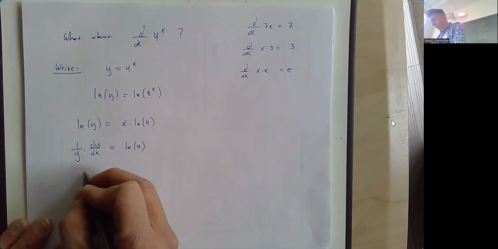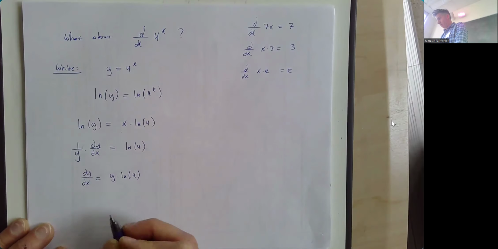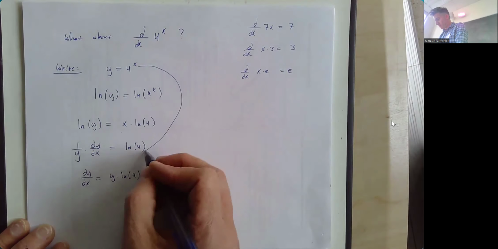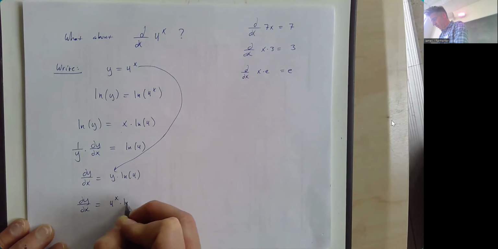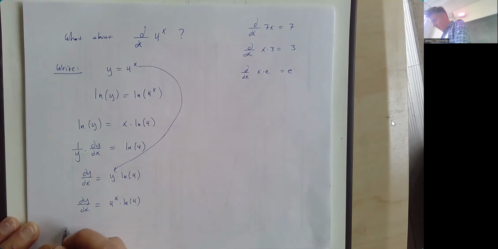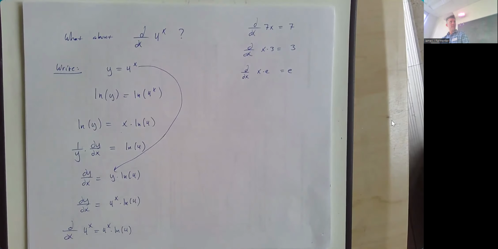Solve for dy dx. Dy dx equals y times the natural log of 4. And then replace y with what it's equal to. And you get that dy dx is equal to 4 to the x times the natural log of 4. Or I should say that the derivative of 4 to the x is 4 to the x times the natural log of the base. And I will make the quick connection here that just like for logarithms with different bases, we end up dividing by the natural log of the base, for exponential functions with different bases, you end up multiplying by the natural log of the base.